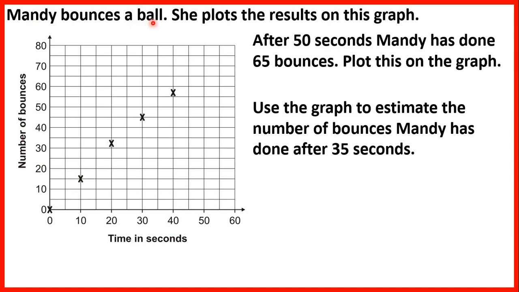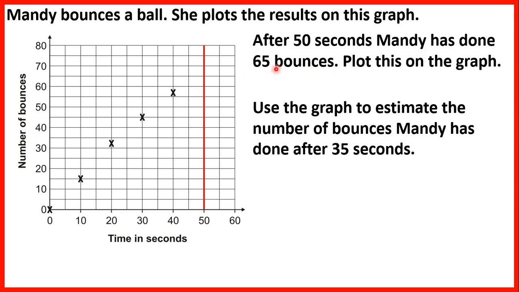Mandy bounces a ball. She plots the results on this graph. After 50 seconds, Mandy has done 65 bounces. Plot this on the graph. So we have the time in seconds at the bottom, so we can find 50 seconds, and we know that our cross will need to be on this line.